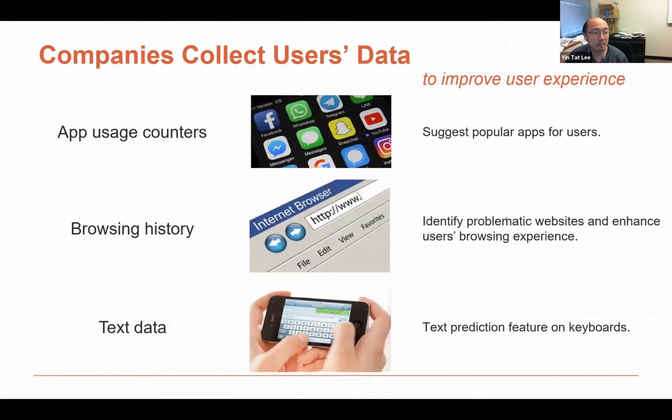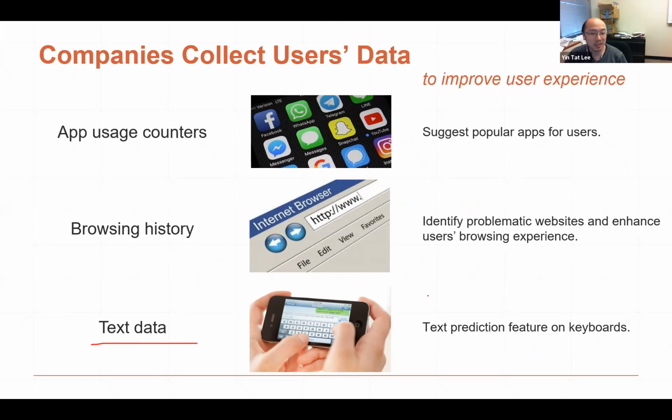Beyond government, companies also need to handle a lot of data. For example, what apps you use, what websites you go to, or what text you type in your messages. And they are super useful for providing service. For example, app data can be used to suggest new apps to you. Browser history can be used to suggest the next website you want to look at. Or for example, text data can be used for text prediction. And you certainly don't want companies to release your data in a non-private way.